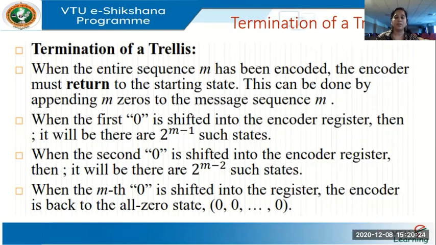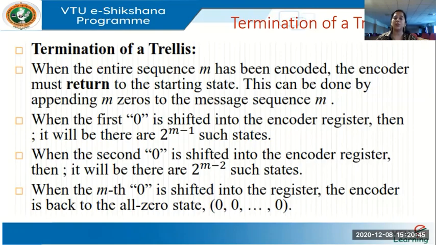Finally, let's see how to terminate the trellis. When the entire message sequence has been encoded, as I told you, the encoder must return to the starting state. This can be done by appending M zeros to the message sequence. So here the M value was 2. We took 2 zeros appended to the message sequence.